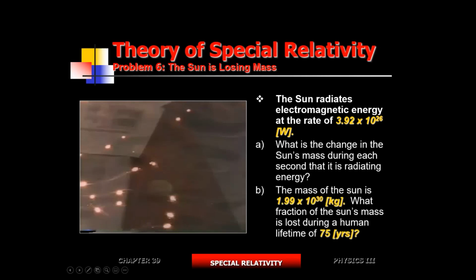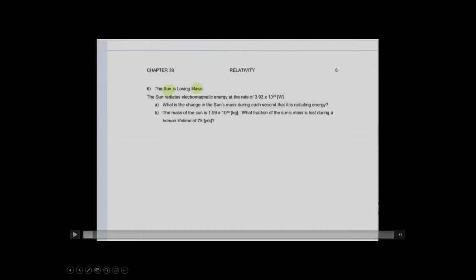Well, it's radiating this much. This is the amount of energy which is being radiated by the sun per second. This is the mass of the sun, 2 times 10 to the 30 kilograms. So what fraction of the sun's mass is lost within a human lifespan, which is about 75 years? That's an interesting question.